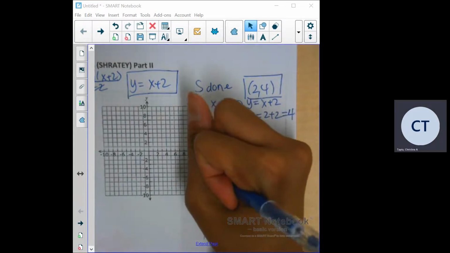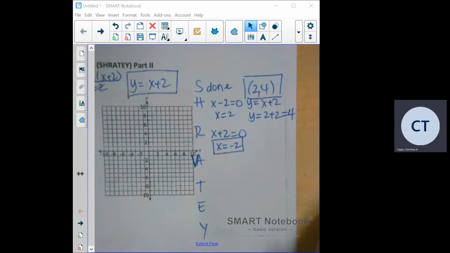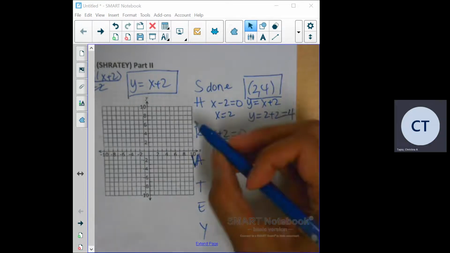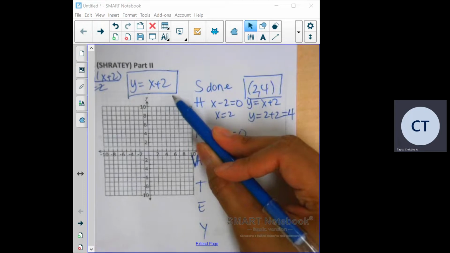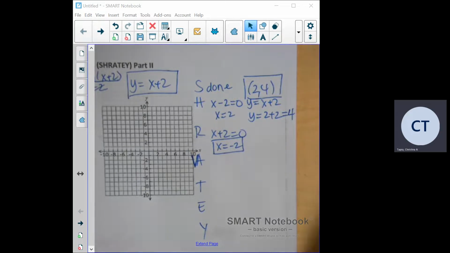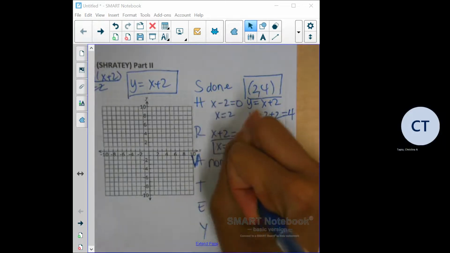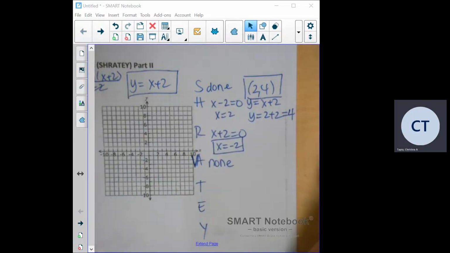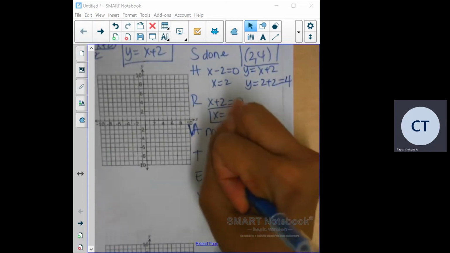Hussein, do I need to solve for a vertical asymptote? Vertical asymptote comes from where? Is there any denominator here? There is, but there's no x, exactly. So is there anything I need to solve for? So I'm going to put none. When there's no vertical asymptote, we don't need to worry about the tangent either.